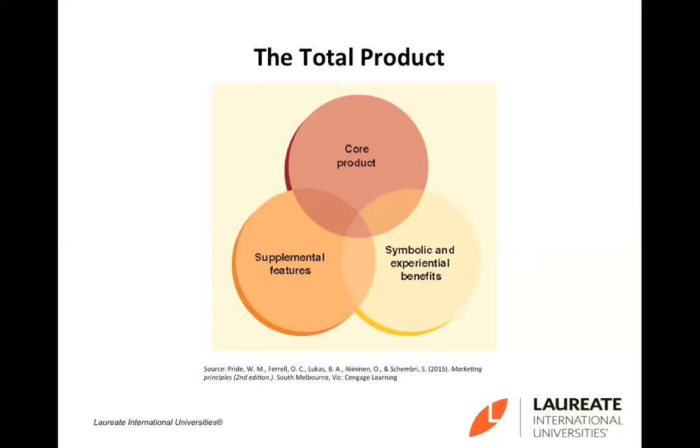Okay, and then we also have the symbolic and experiential benefits, which is basically about the benefit that reflects the core product, and supplemental features, or some other experts suggest it is also the augmented product, which is basically the additional service or benefit that we offer for the customers to enhance the experience in using the product.